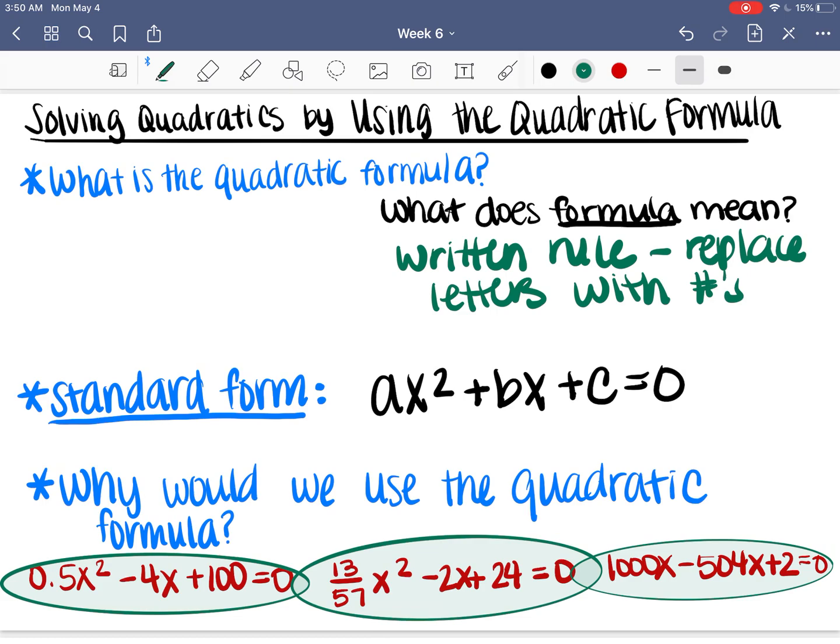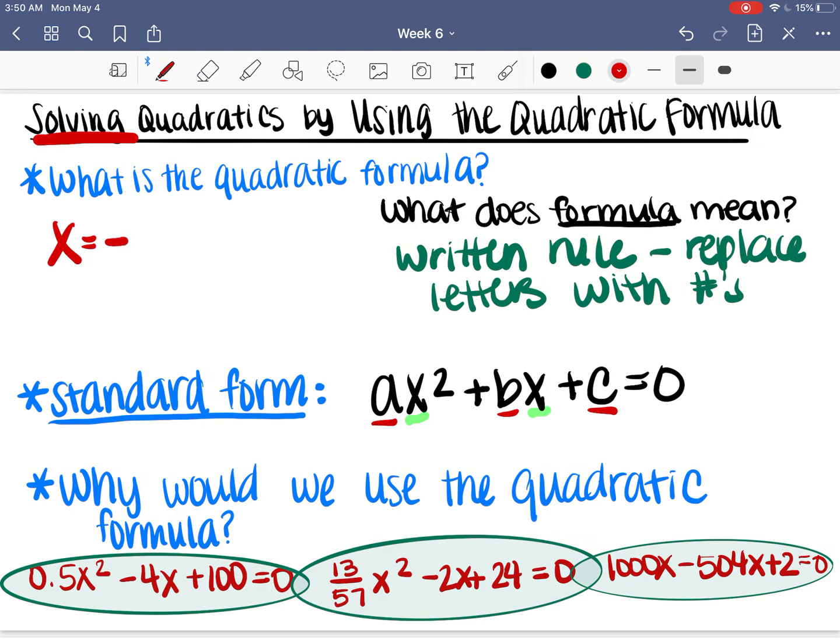The same here. Our quadratic formula is going to help us solve a quadratic. Solving means that we're trying to find out what x is equal to. So like if I give you this equation down here, we're trying to find out what x is. The way that we do that is we replace the letters in front of that x, like the a, the b, and the c, with whatever numbers that we know.